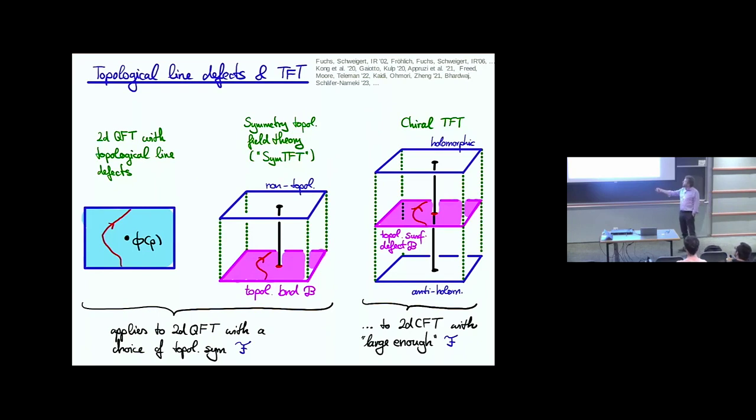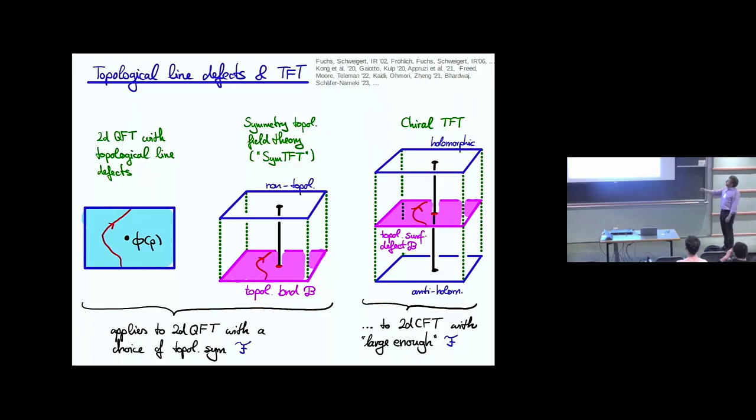Now, this situation you can describe from this SymTFT perspective, where you have a 3-dimensional topological field theory, which has a non-topological boundary and a topological boundary, and then this topological line defect would be a line defect on the topological boundary, making it automatically topological for the entire theory. Now, this picture here applies fairly generally in two-dimensional quantum field theories, where you make a selection of your topological symmetry. So that could be some spherical fusion category, and that allows you then to glue it to this 3-dimensional theory.